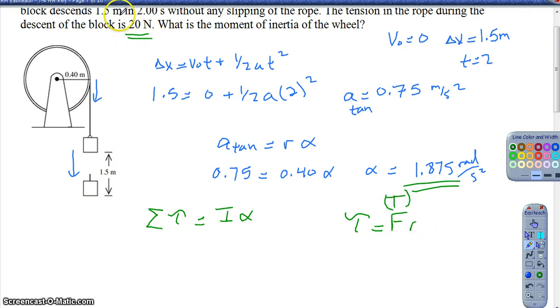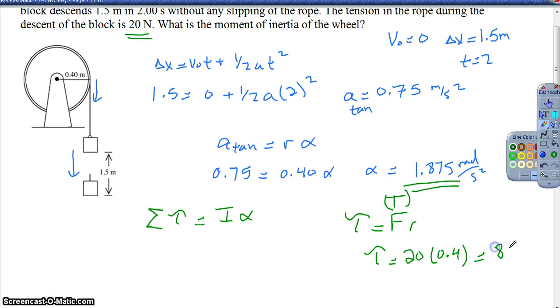Since they just give me the tension, they don't ask us to set up a system to calculate it. They give me that tension, 20. Then my net torque is just 20 times the radius of 0.4. That ends up being 8 newton meters. So that is the net torque on the system.